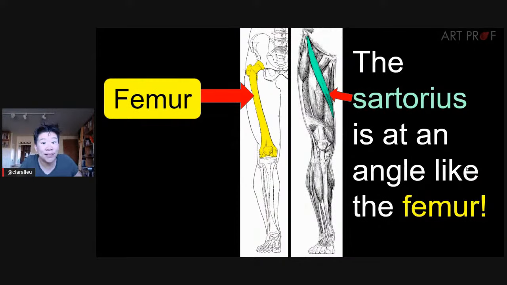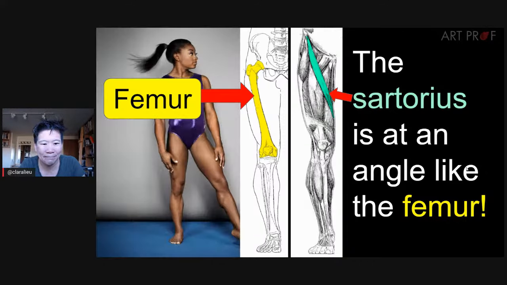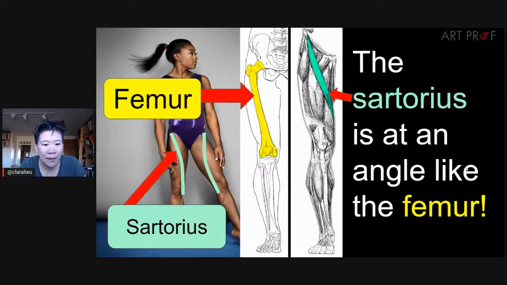And the sartorius does the same thing. You've got two things, the sartorius muscle and the femur bone, and they're both at an angle. And yet people still insist on this crap where they put the line. It just drives me insane because it's so anatomically incorrect. So if we take a look at somebody with very pronounced muscles like Simone Biles, that's what the sartorius is doing. It starts up by the hip and it wraps around. Okay, it does not go straight down.